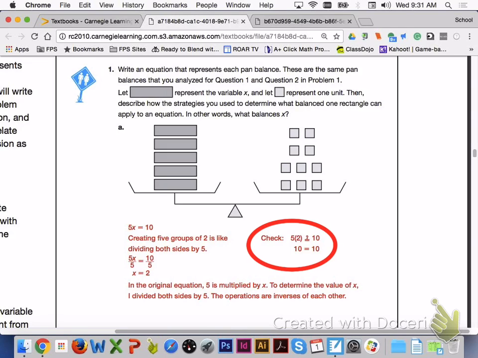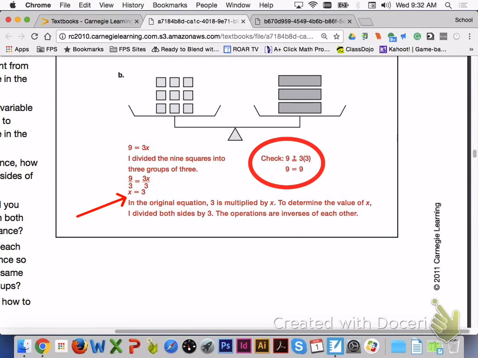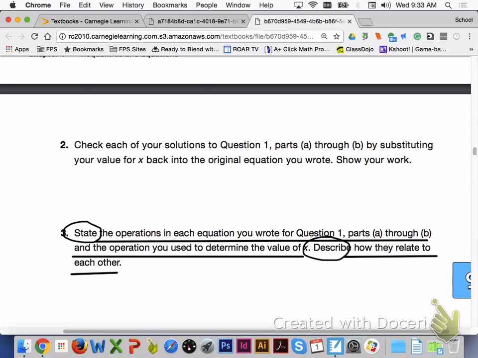When we look back at letter A, in order to check our work, we know that x is equal to 2. If we substitute the value of 2 back in to the original equation, 5 times 2 is 10. 10 is equal to 10, so your solution is correct. For letter B, x is equal to 3. When I substitute the value back into the original equation, 3 times 3 is 9. 9 is equal to 9, so my solution is correct. Please answer number 3 with your group members.